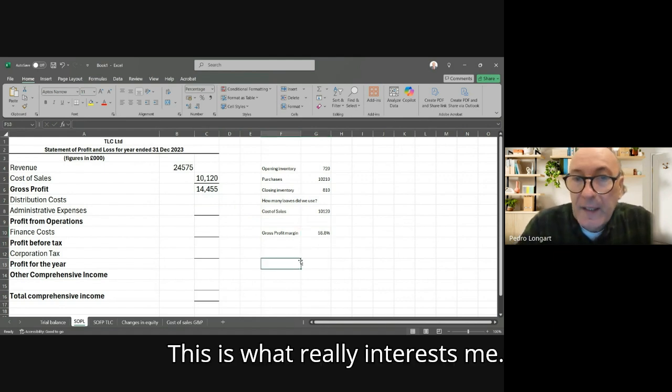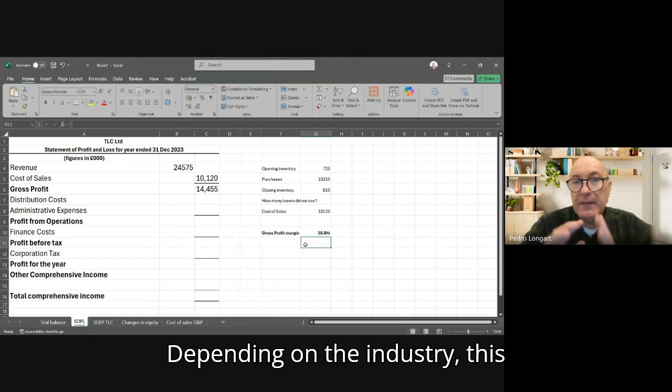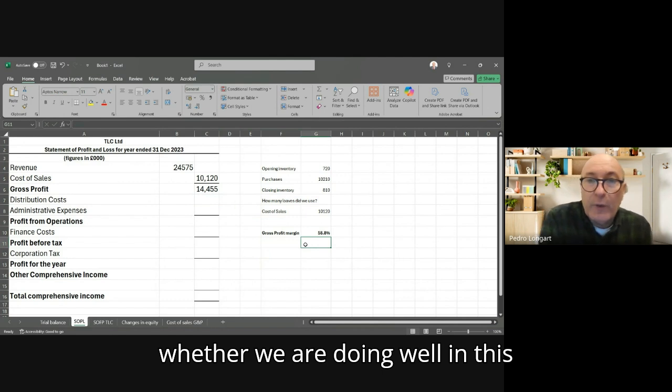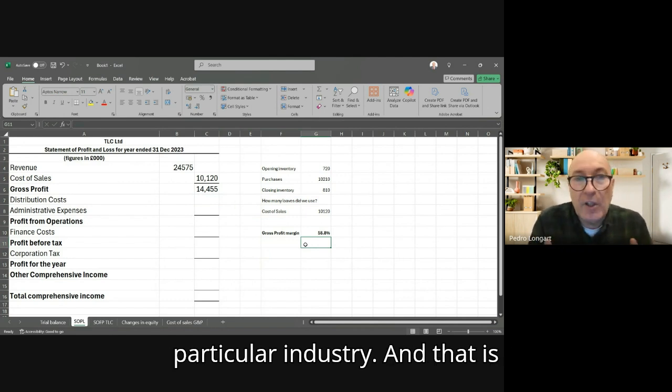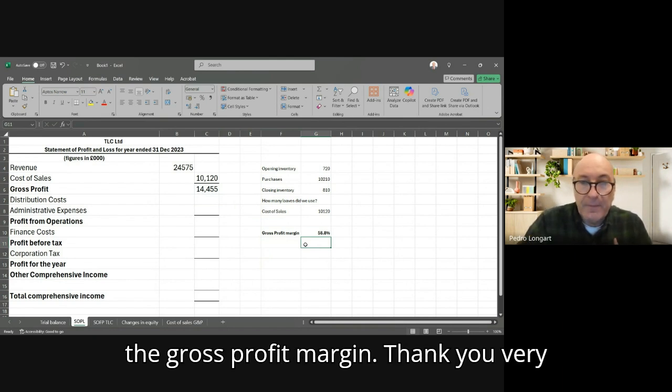This is what really interests me. Depending on the industry, this is what we call a benchmark to compare whether we are doing well in this particular industry. And that is how you calculate the gross profit and the gross profit margin. Thank you very much.